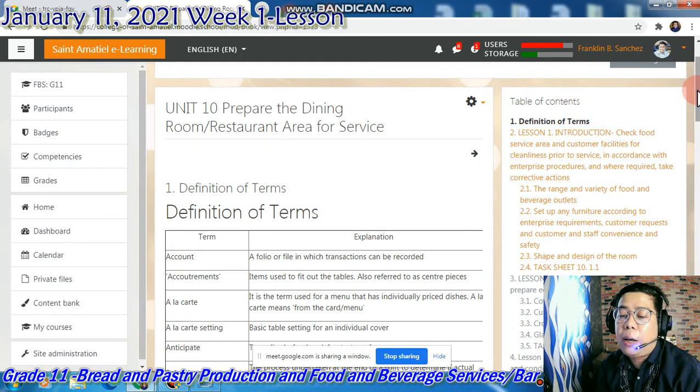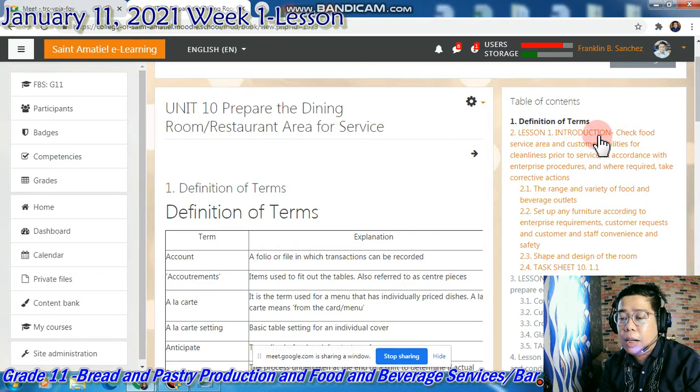Ayan, baka mamaya, hindi nyo nabasa or ano ibig sabihin yan. Sa susunod na mga lessons, i-encounter nyo yung lahat ng mga terminologies which is hindi nyo na siya maintindihan. So you have to read all the definition of terms para po mas maintindihan natin on the next lesson kasi yan na po yung mga gagamitin.